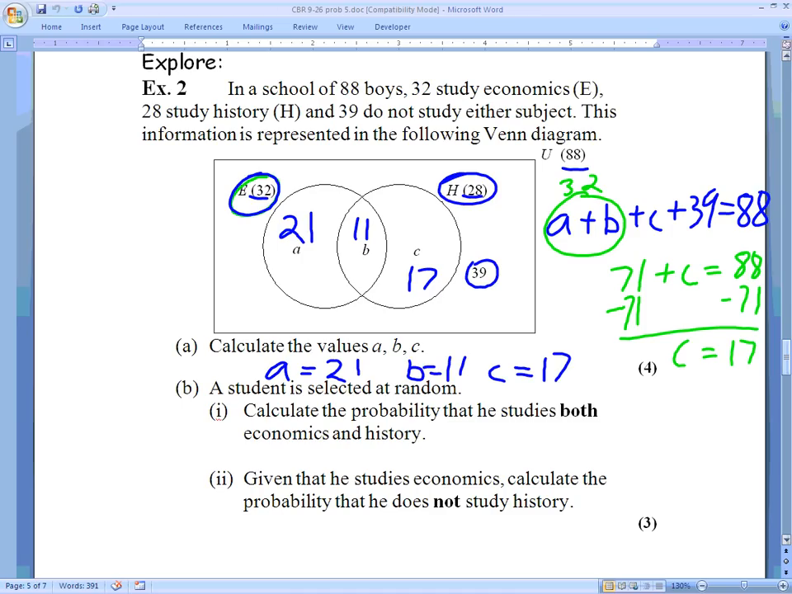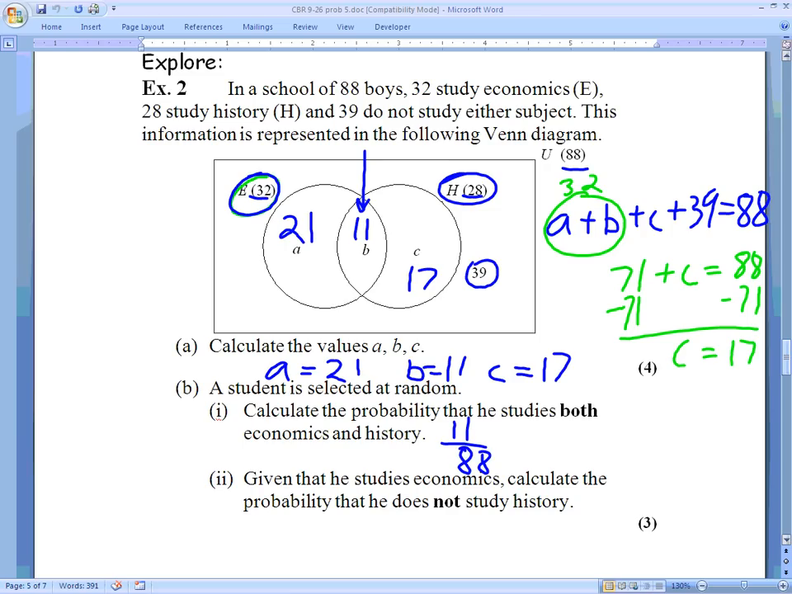A lot of times with these IB questions, you get so focused on the math that then you forget to actually answer the question. Part B, a student is selected at random. Calculate the probability that he studies both economics and history. Well, the both is this intersecting sort of American football-shaped region, which is 11, and then our universe is 88.